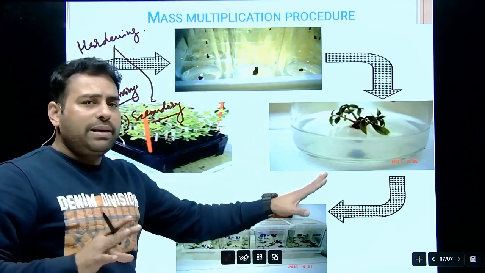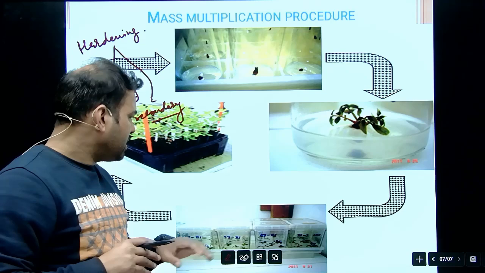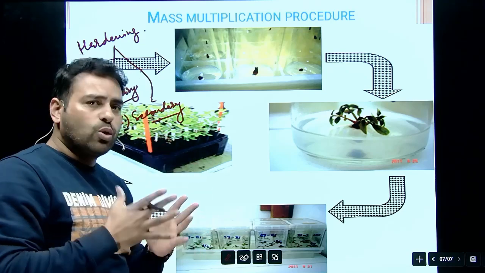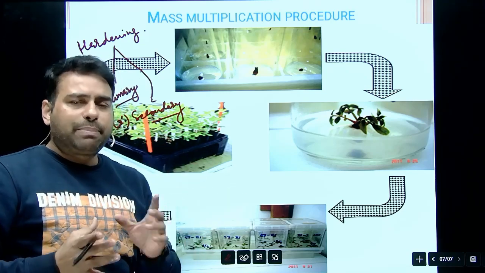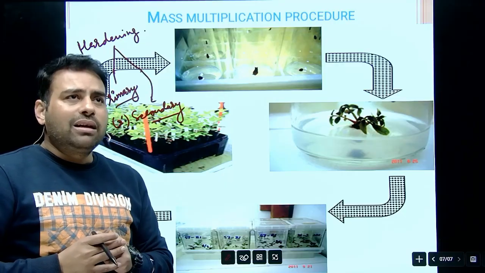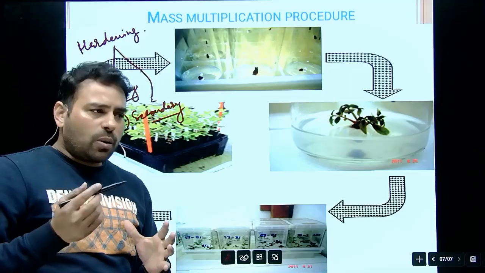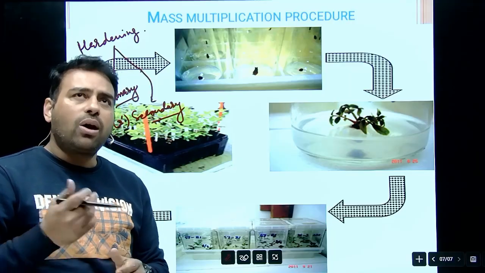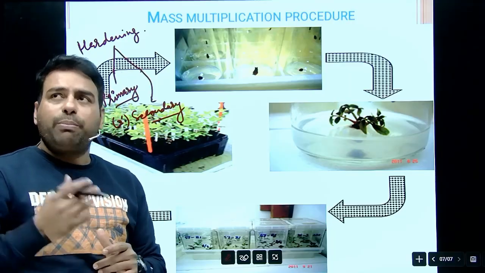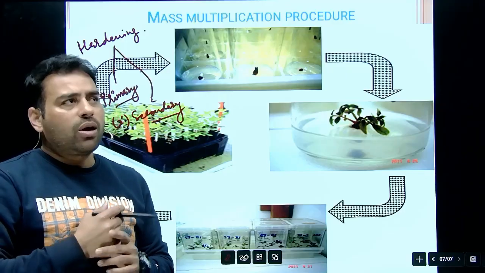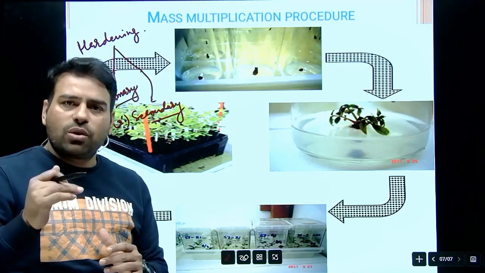After completion of our tissue culture experiment, we will get so many propagules, so many multiplied small plants, but they are very young and new. They cannot adapt to the natural environment. They cannot bear the high sunlight. They cannot bear the pressure of low humidity.